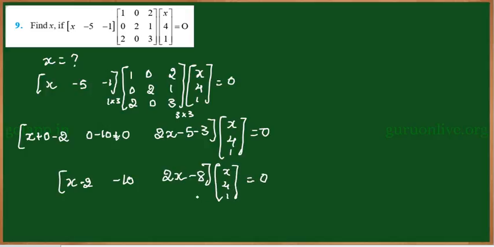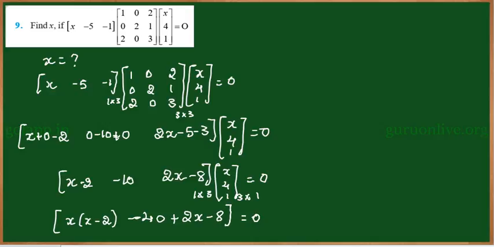Now we have to multiply these two matrices. This is a 1 cross 3 matrix and this is a 3 cross 1 matrix, so the resultant will be a 1 cross 1 matrix. Multiply this row with this column. We get x into x minus 2, and minus 10 into 4 is minus 40, and we have plus 1 into 2x minus 8, which is 2x minus 8. This is equal to 0.